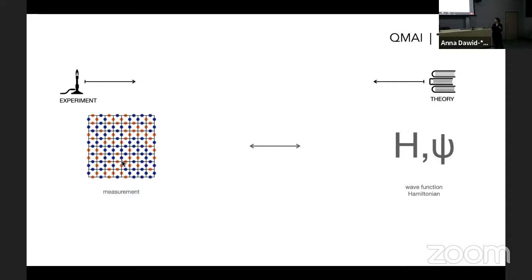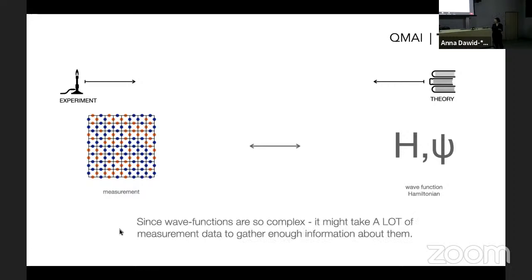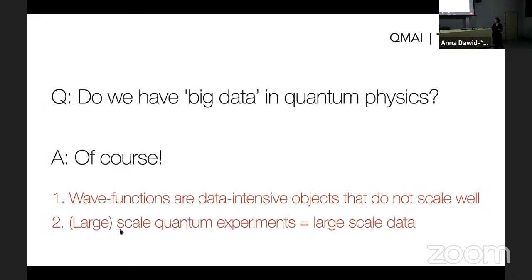But then there is the second problem, that from the experiment, I need to measure a lot of experimental real data to reconstruct these things. And that reconstruction actually doesn't scale all that well either, right? So when someone asks you if we have big data in quantum physics, you can answer yes, of course. And then there are two things.